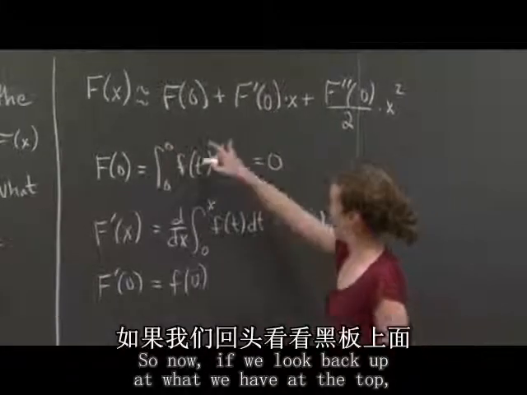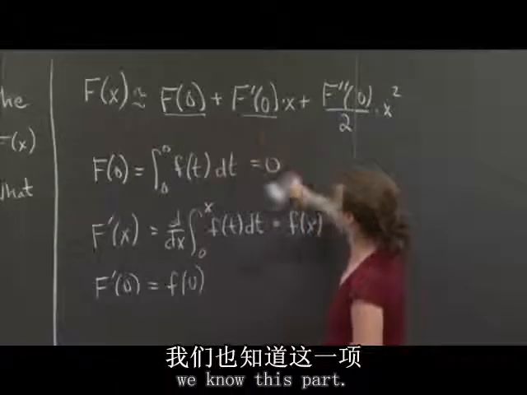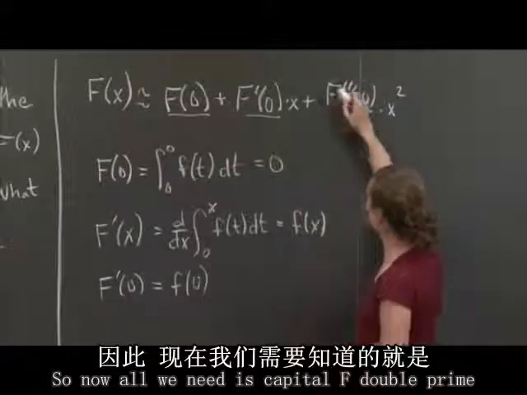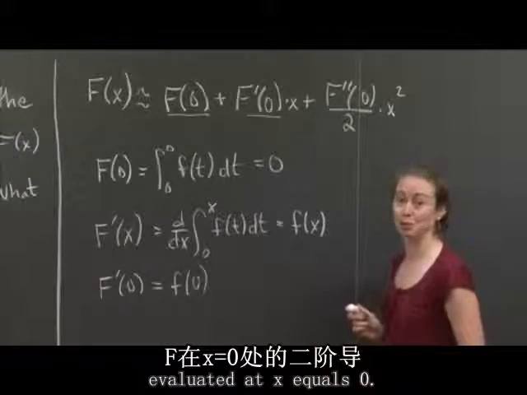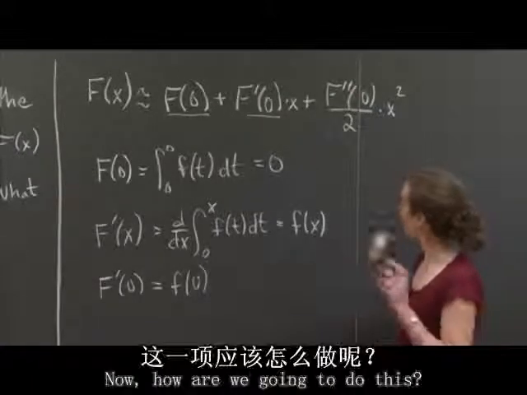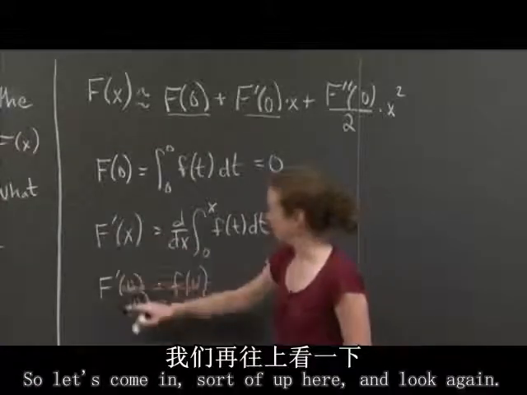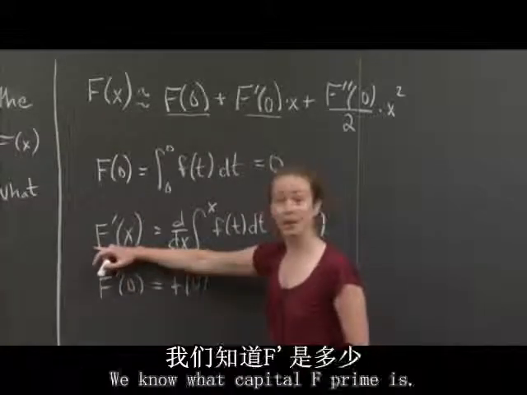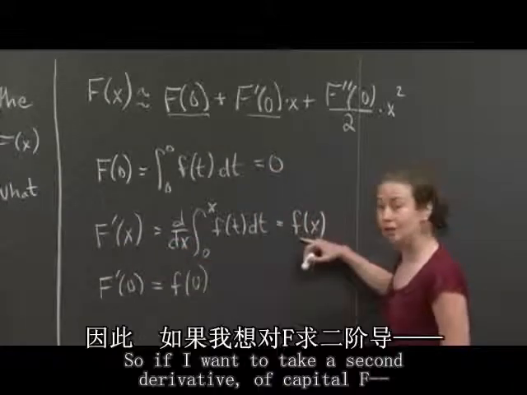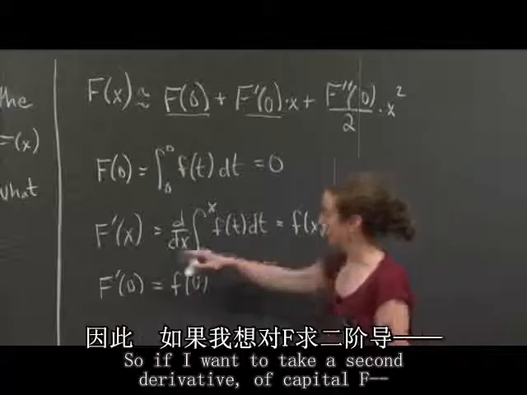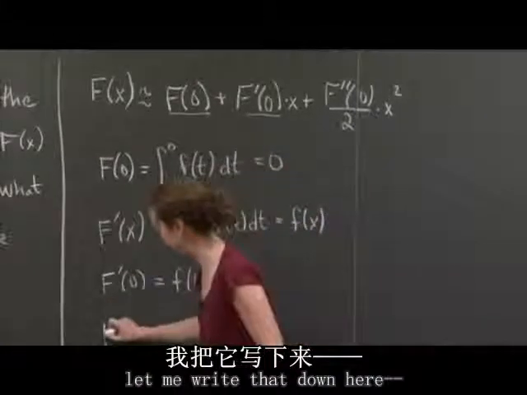So now if we look back up at what we have at the top, we filled in this part, that's 0. We know this part. So now all we need is capital F double prime evaluated at x equals 0. And then we'll be done. Now, how are we going to do this? Well, we know what capital F prime is. We know it's little f. So if I want to take a second derivative of capital F, let me write that down here.